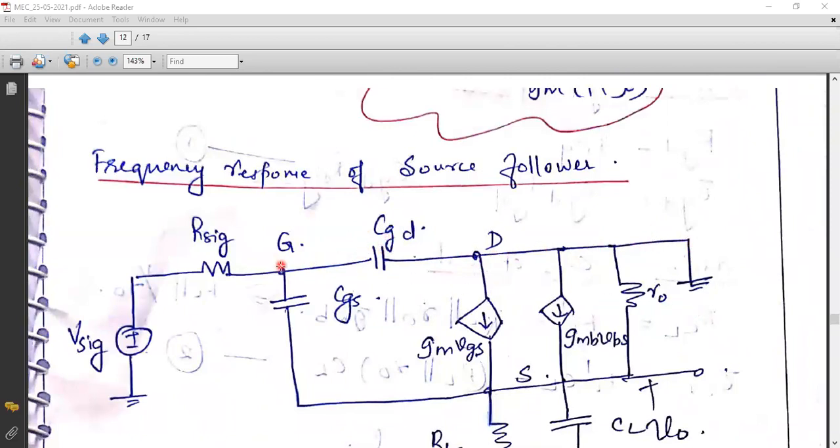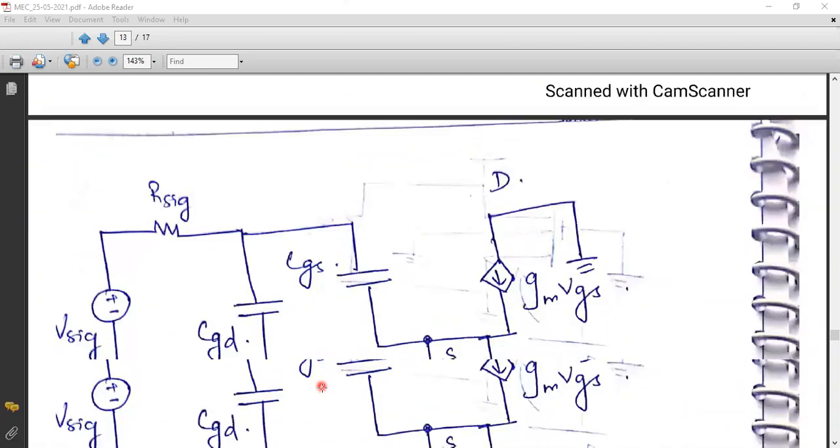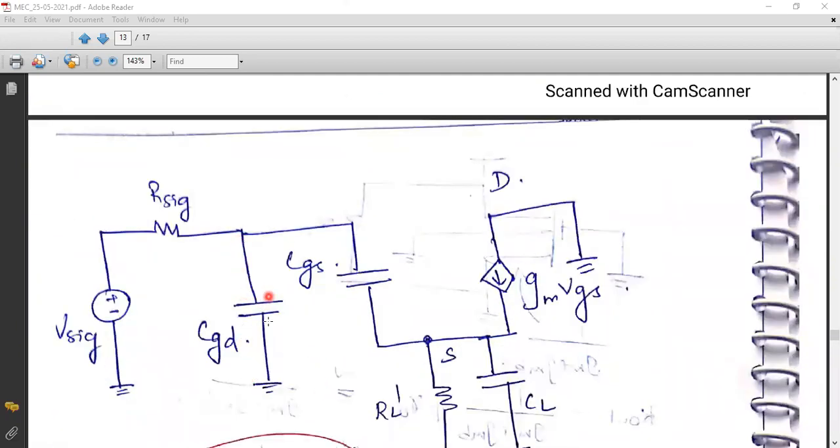So rather than connecting CGD in the horizontal path, I have disconnected the CGD and connected it between gate and ground in a vertical manner like this. Both are the same because drain is at ground. Rather than connecting in this particular position, I'm connecting it in a vertical way, between the gate and ground terminal.